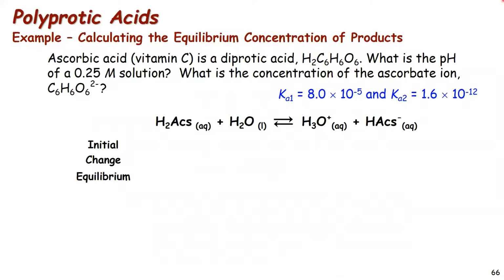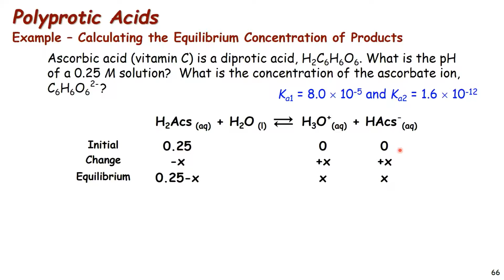So we looked up both of our Kas. We're going to set up an ice table now. Again, this is just looking for the first one, so we have the first dissociation. Our initial concentration was 0.25 molar. Again, we're going to assume that the hydrogen ion concentration is 0, and we had pure water, so there was none of the hydrogen ascorbate ion in it to begin with. We're going to lose our reactant, so -1x. We're going to gain our product, so +1x and +1x. At equilibrium, we just add the 2 values together.